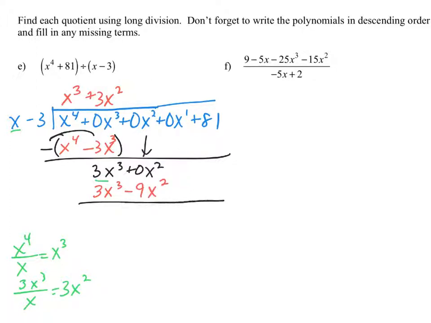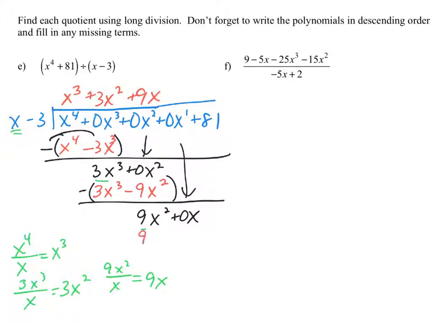And now we subtract this entire quantity. 3x to the third minus 3x to the third is 0, and 0 minus a negative, think about that, distributing that sign to get a positive 9x squared, and then I'm going to bring down the plus 0x. Again, I'm taking the first term of 9x squared divided by the first term of our divisor, and 9x squared divided by x is 9x, and we're going to put the plus 9x above the line in the division setup and multiply by x minus 3.